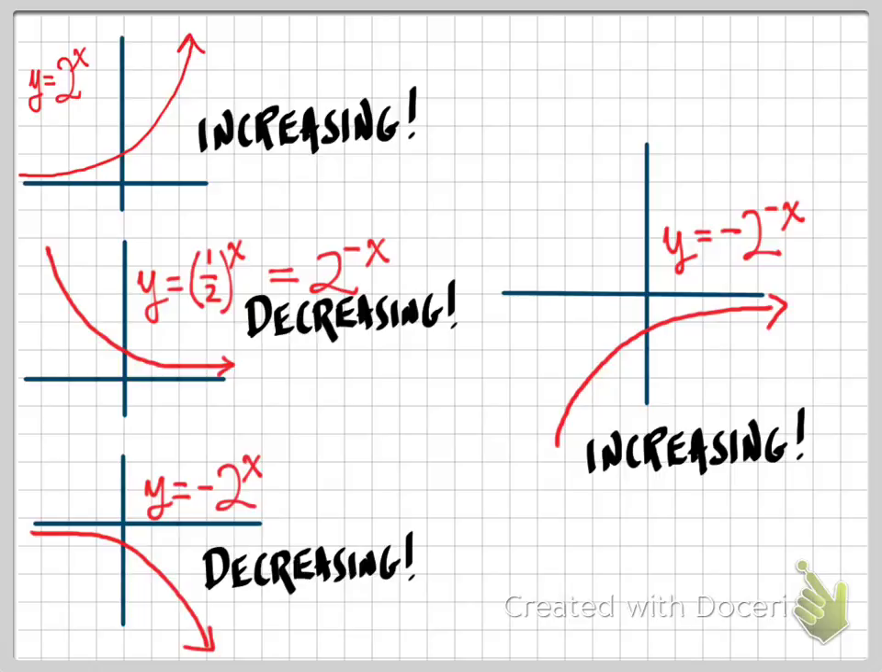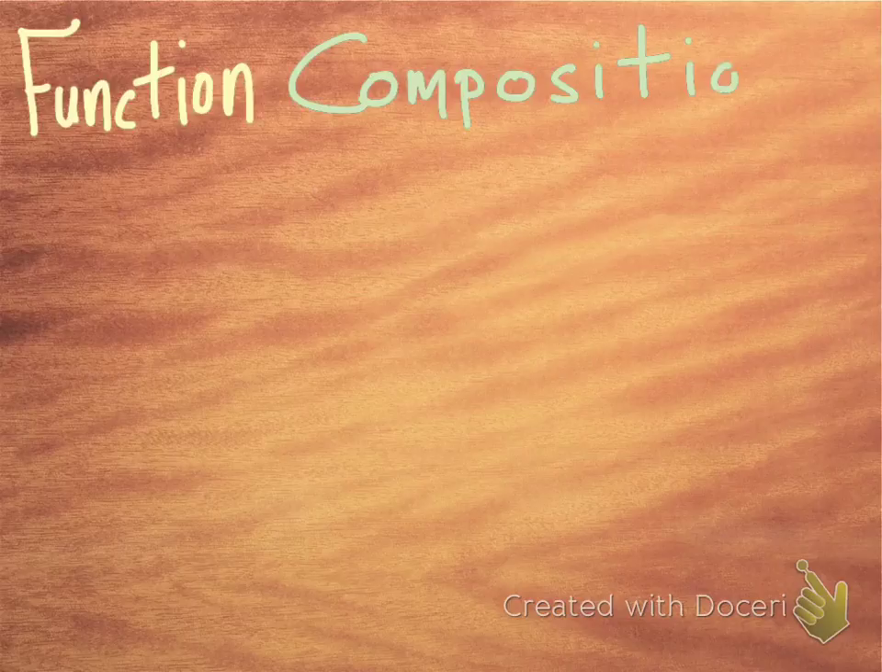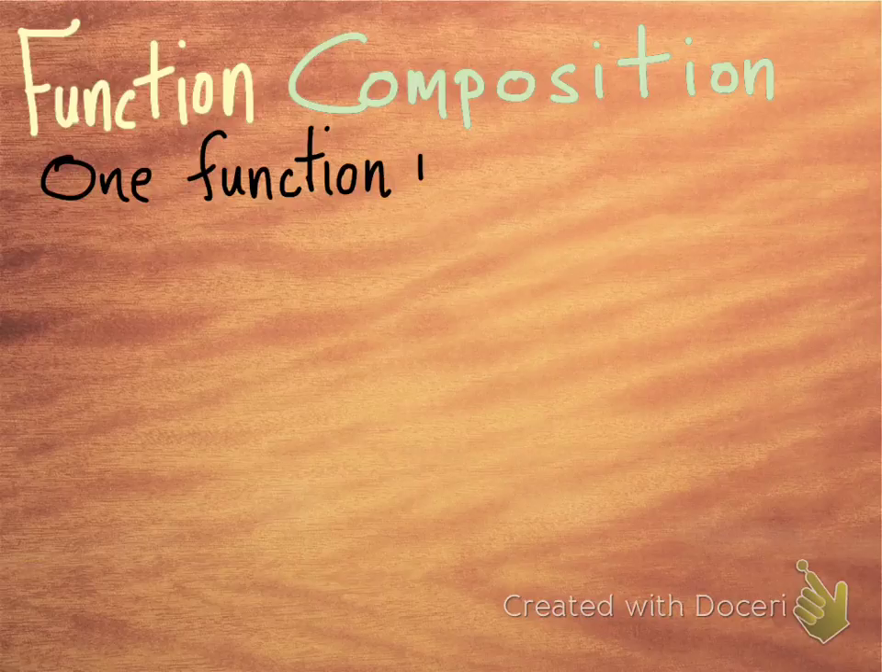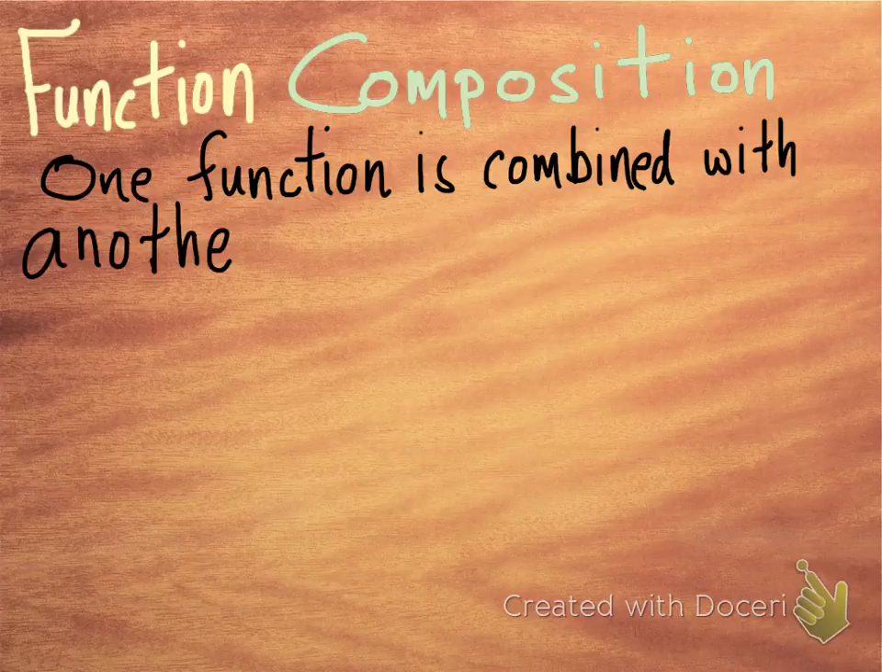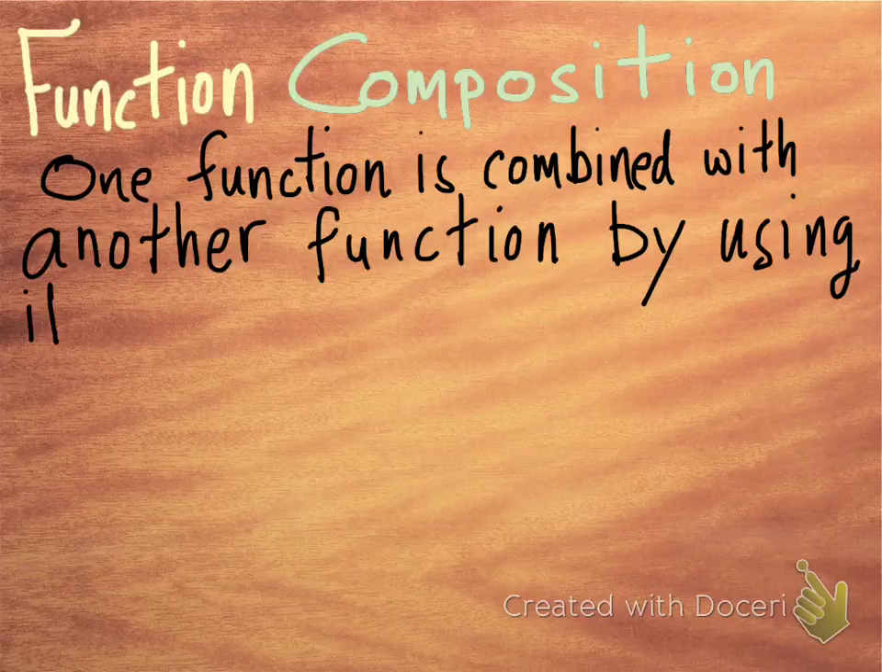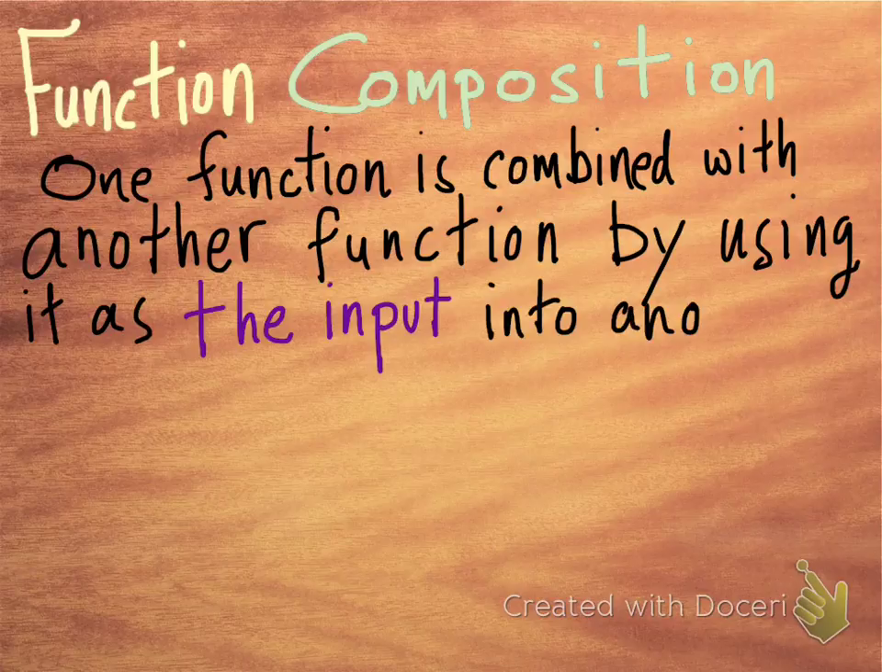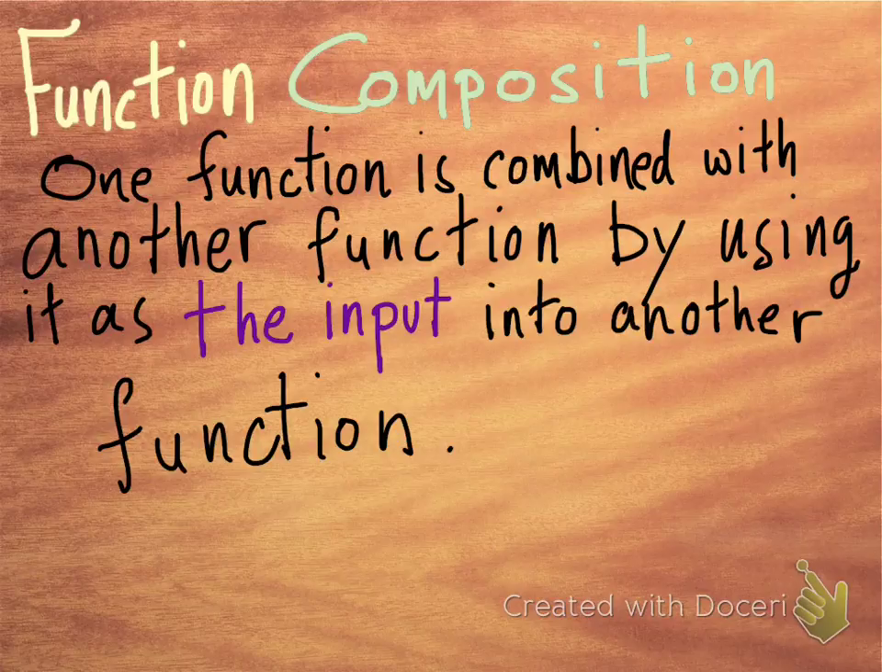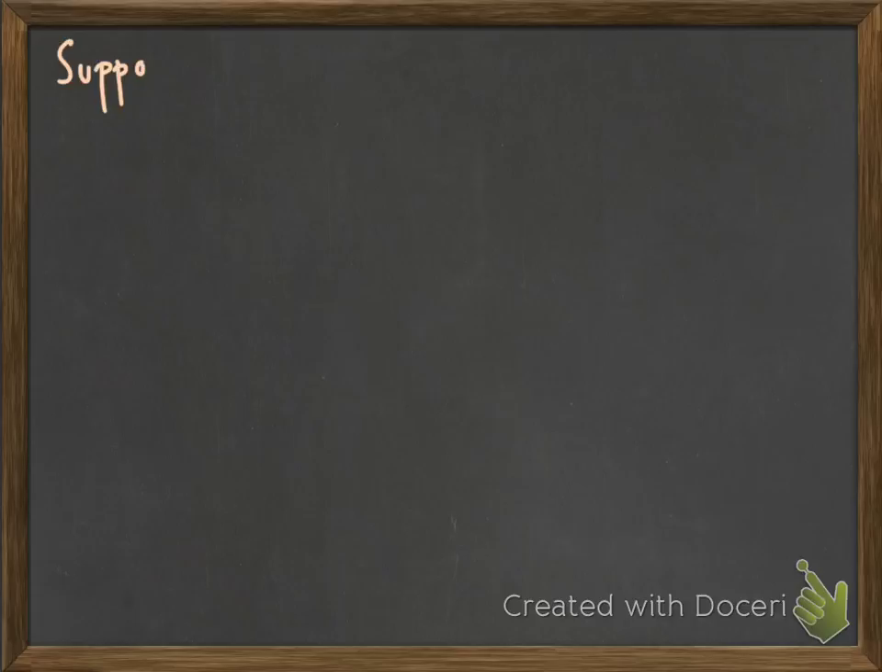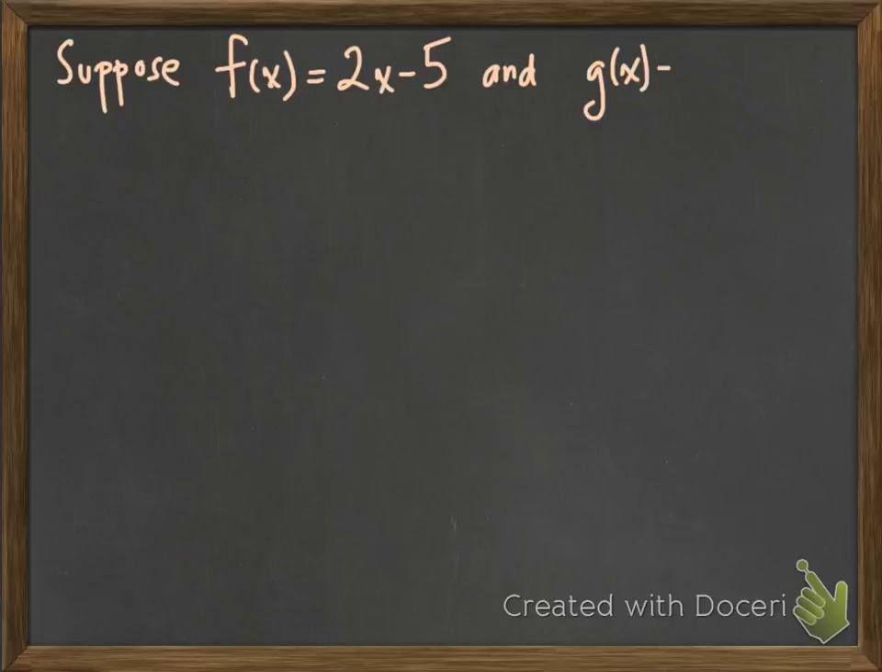Well, let's keep moving. The last topic that we're going to talk about in this video is function composition, which is, of course, a very special way to combine functions. Here's a decent little description of what function composition is. It's when one function is combined with another function by using it as the input into another function. We've done this several times, but let's take an example here. And let's say that we have two functions, f of x equals 2x minus 5, and g of x equals 3x squared minus x. All right, so we have a linear function and a quadratic function.